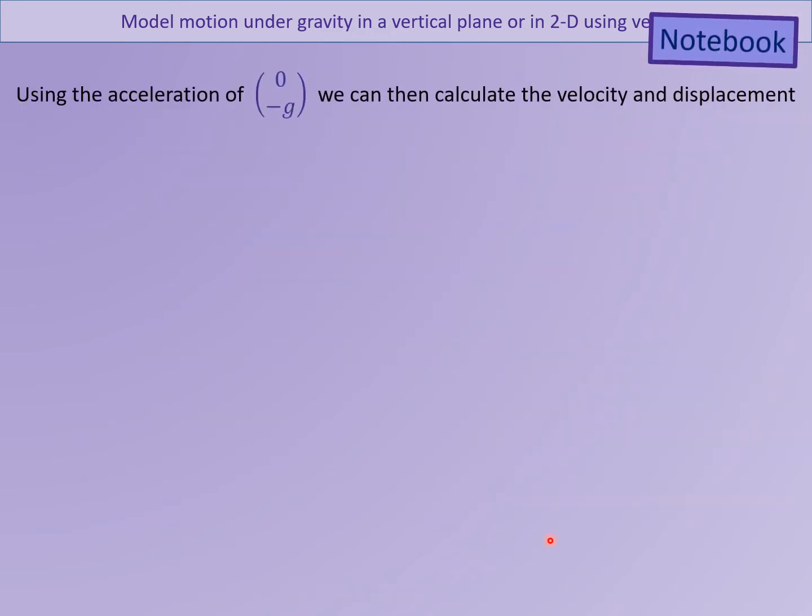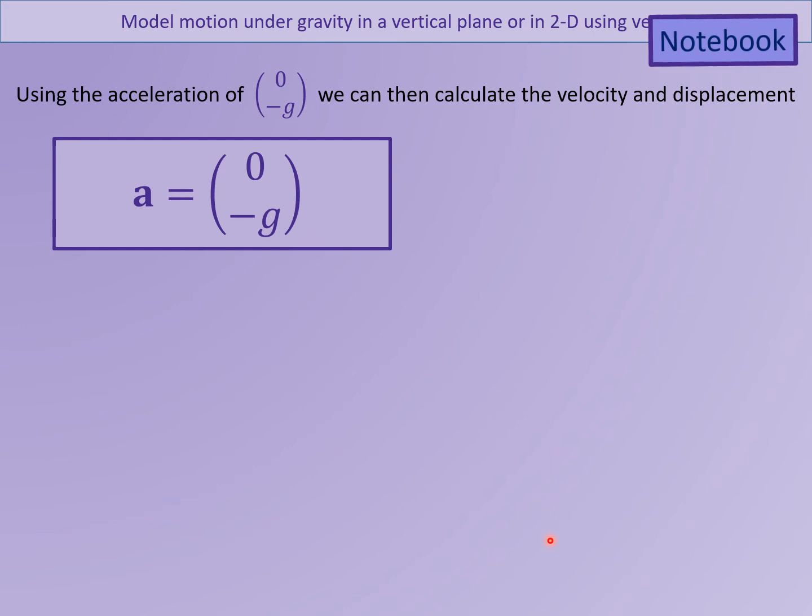So if we know this one key fact is always the same for projectile problems, that acceleration is taken as 0 minus g, what we can do then is use that to work out our velocity and displacement equations. We know from last lesson that if we've got an acceleration and we want to work out a velocity, we can integrate it. So if we integrate the a vector, what we're going to end up with is clearly 0t, just there, and minus gt here, because we're integrating in terms of t.